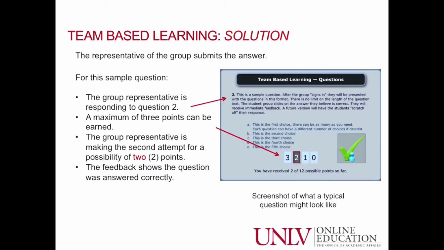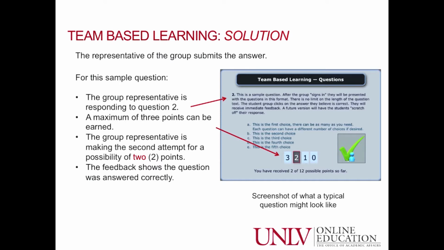And right now I'm showing you an example question of what that might look like. In this example, you see that the group representative is now answering question number 2, as you can see by the right arrow pointing up to question number 2. And they've already attempted it once, so the first time they got it incorrect, and being in an asynchronous environment, if they do get it incorrect, the group representative will go back into the LMS, into the discussion tool, and let the other group members know that, hey, we need to try this again.